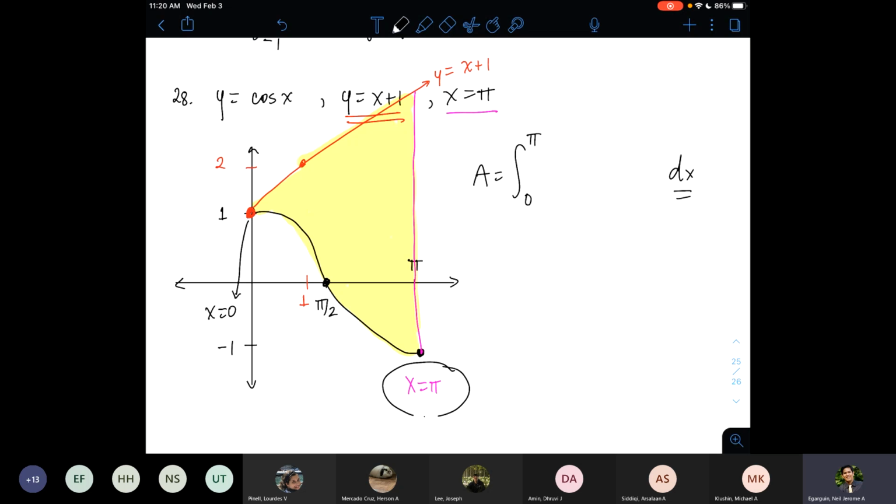And then since we're using dx, the integrand would be the length of a vertical strip. Okay, and again, I hope by now it's clear. We are repeating it over and over again. So I hope it's sticking to your minds how to measure the length of a vertical strip. It's top minus bottom, right? So the top function is x plus 1, and the bottom function is the cosine function. So that will be the integral that will give you the area of the shaded region.